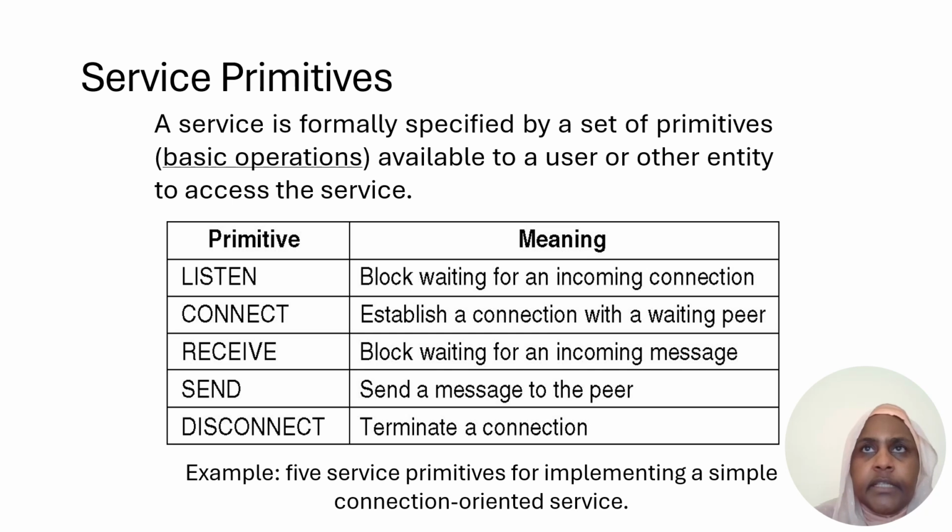To understand a service better, we will have an example of how a service works. A service is formally specified by its primitives, that's to say its basic operations. In our example, we have a connection-oriented service with 5 primitives. Listen is a blocking system call for the server to wait for a request from the client. Connect is a request from the client to the server to establish a connection. Receive is a blocking system call from the server to wait to receive the messages from the client. Send is a system call from the client to send data to the server. And disconnect is a system call to tear down the connection.